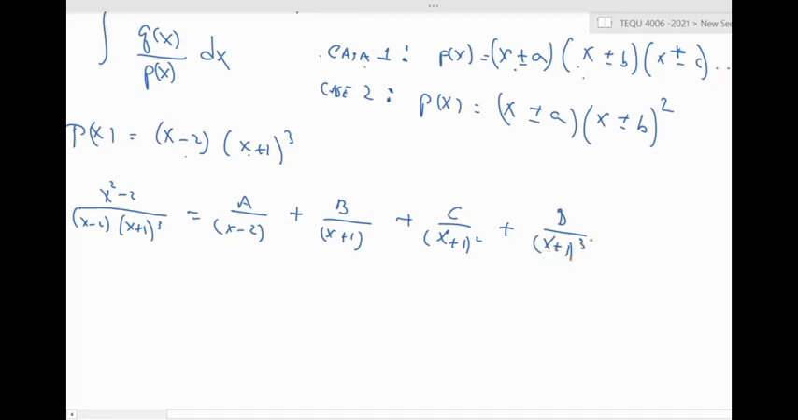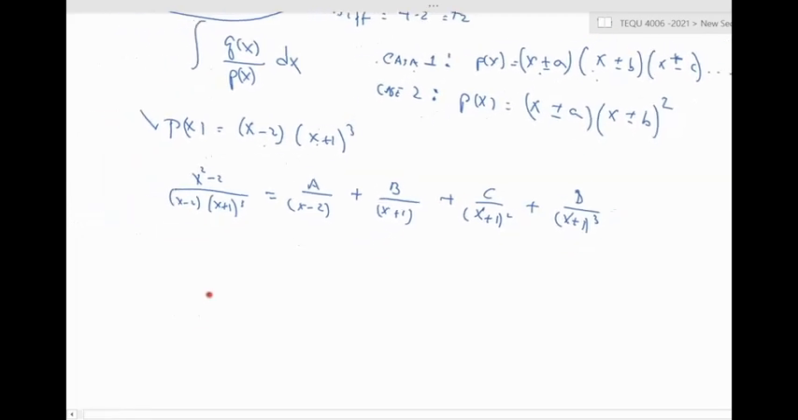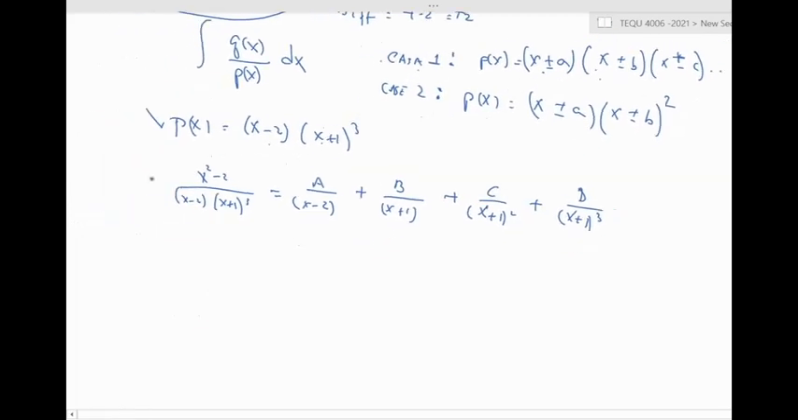See? And that's the big difference. Again, this is case 2. In case 1, if you only have two linear factors, you would have A over the first factor and B over the second factor, and that would be it.